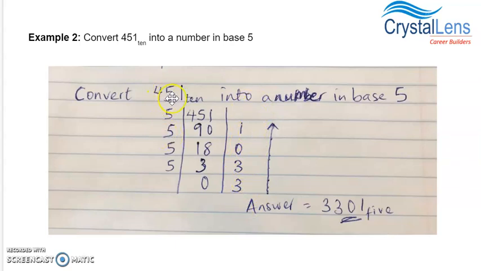So this says 451 in base 10 into base 5. You simply do it by dividing. So 5 into 451, you get 90 remainder 1. So we put the remainder out here. 5 into 90, you get 18 remainder 0. 5 into 18, you get 3 remainder 3. 5 into 3, remember 5 is bigger than the quotient 3, right? So you just put down 0 and bring down the quotient here. And so remember again, we are starting from the bottom up. So our final answer becomes 3301 in base 5.